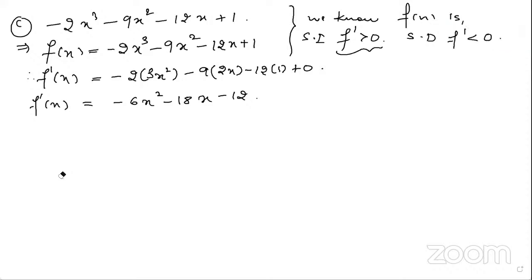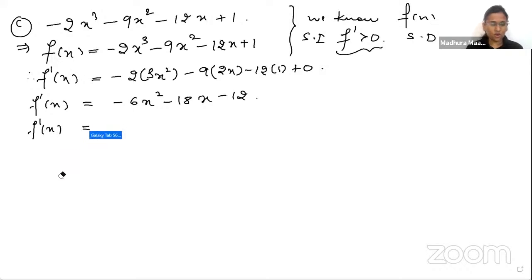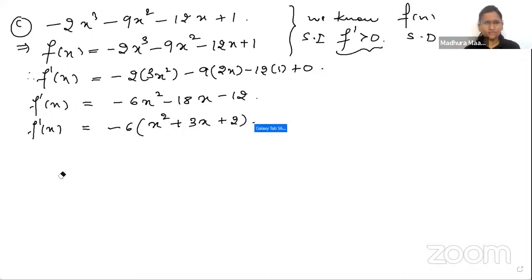Okay, so 6 I can take common here. Yes, ma'am. 6 I can take common, also minus I can take common. So this becomes x square, plus 3x, and then plus 2, correct? I have taken minus out, all terms are negative, so this becomes positive. Okay, so can I solve this equation now?